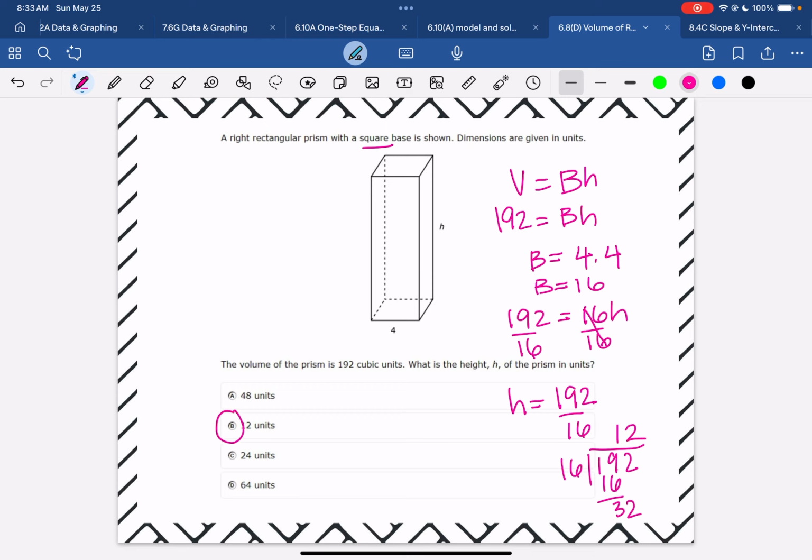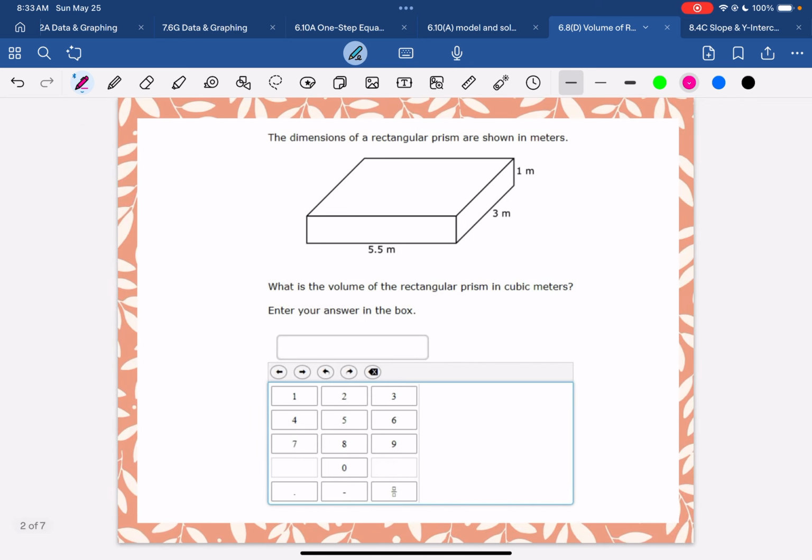All right, let's go ahead and look at our next problem. Dimensions of a rectangular prism are shown in meters. What is the volume of the rectangular prism in cubic units? So you could actually use length times width times height, but in 6th grade, we always encourage our kids to start using volume equals area of the base times height.